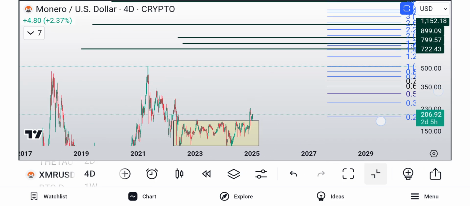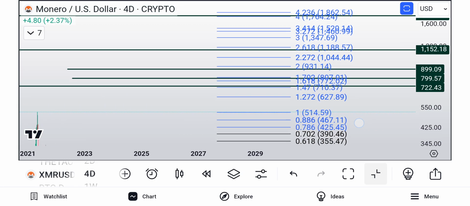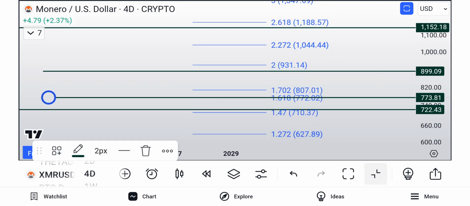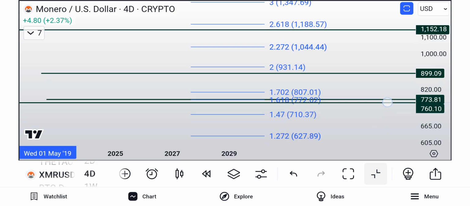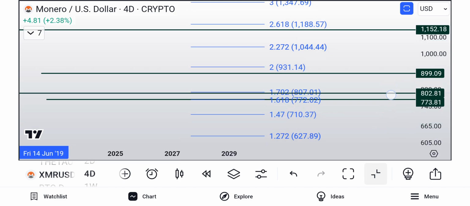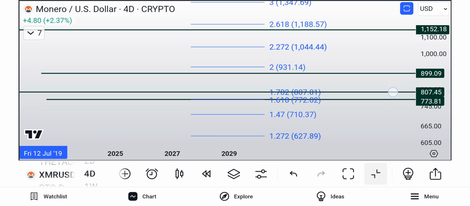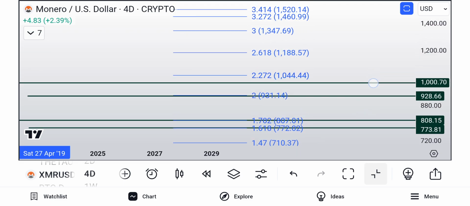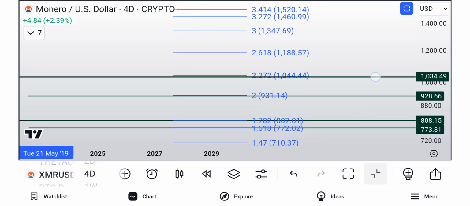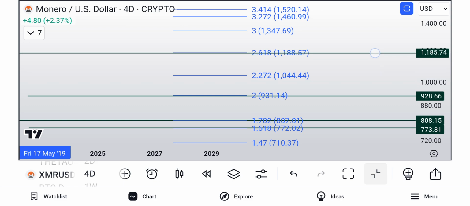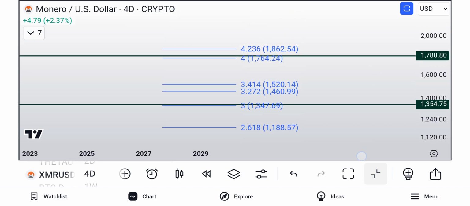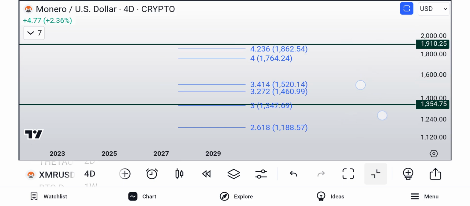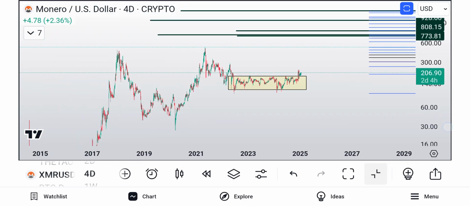And here's some targets that I've been looking at here. So, you know, the first target would be 770. The second target, you know, around that $800 mark. Third target around that $1,000 mark. And the fourth target, maybe $1,100 to $1,300. And then up to $1,500, even up to $1,800. And it could go even higher than that. I don't know. We'll have to see how it looks.